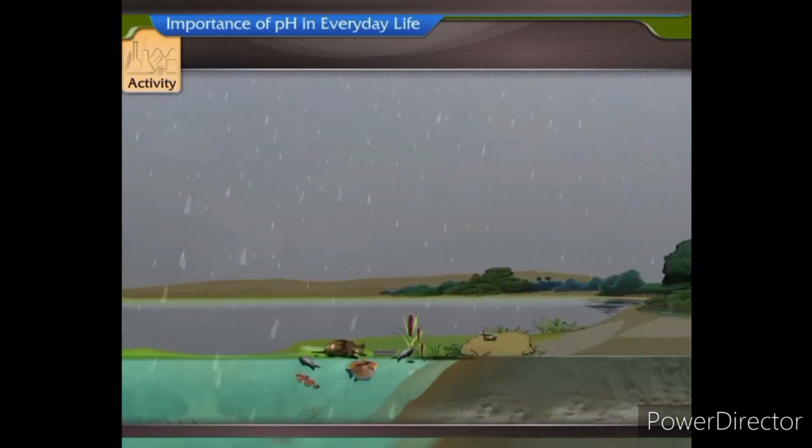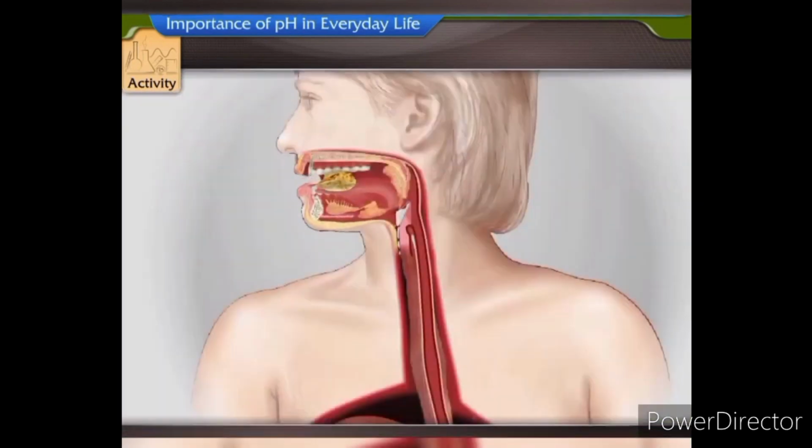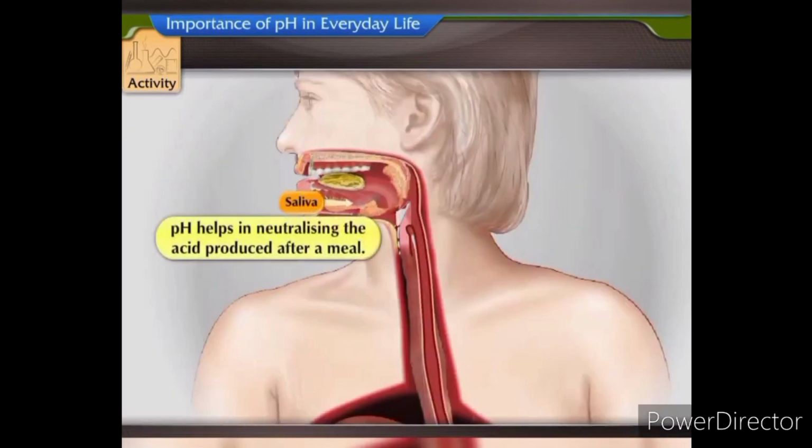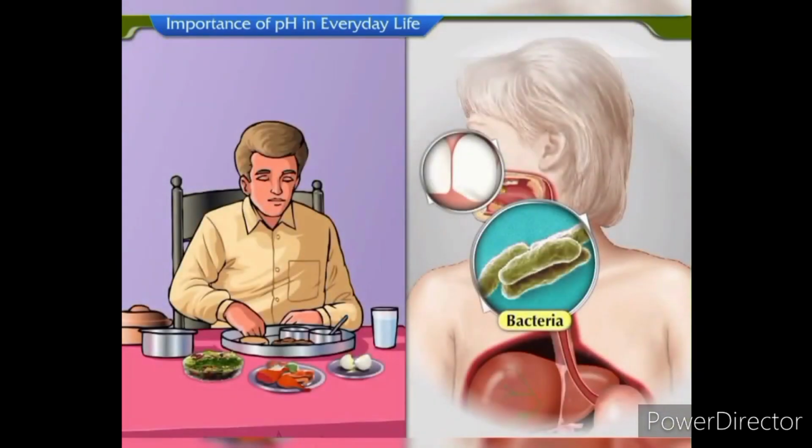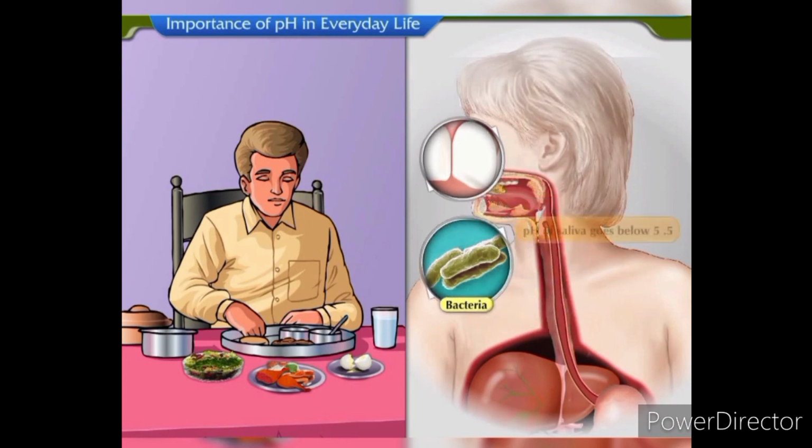What is the importance of the pH of our saliva? Our saliva has a certain pH which helps in neutralizing the acid produced after a meal. After a meal, the bacteria in the mouth break down food particles to produce acids. This causes the pH of the saliva to go below 5.5.